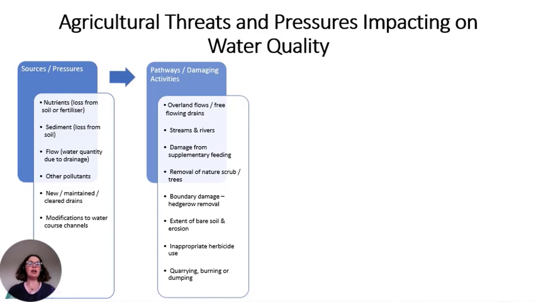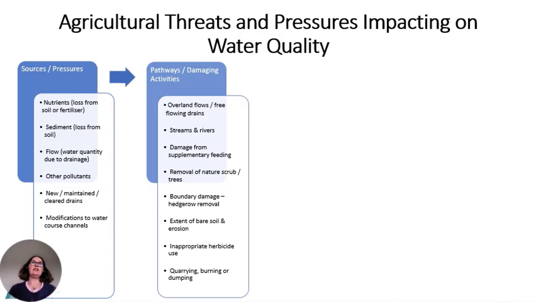Examples of damaging activities include damage around supplementary feeding, removal of scrub and trees, removal of hedgerows, heavy poaching in terms of the extent of bare soil and erosion, inappropriate use of herbicides, and then other associated activities such as quarrying, burning or dumping.